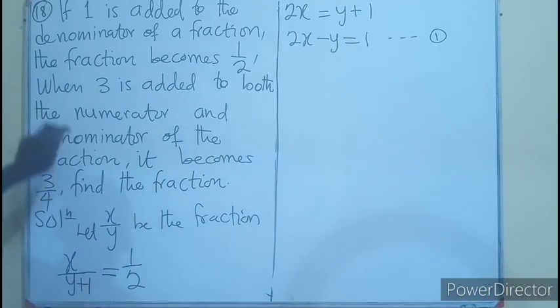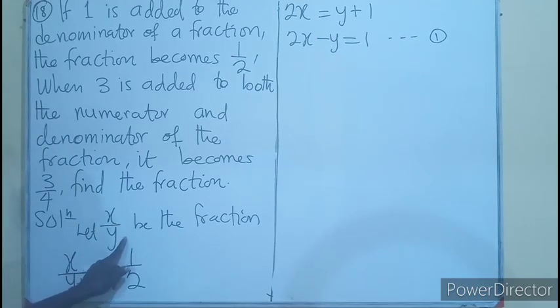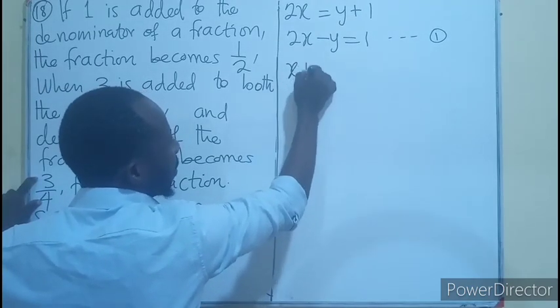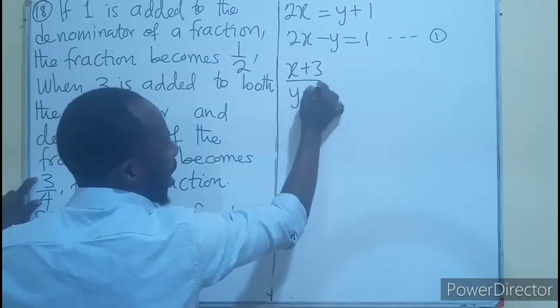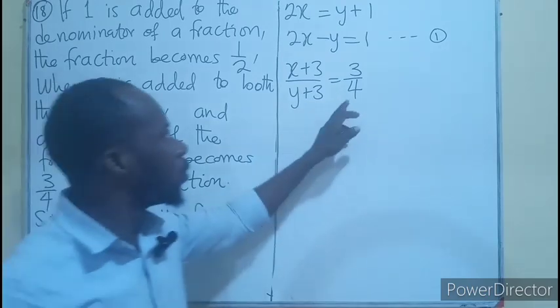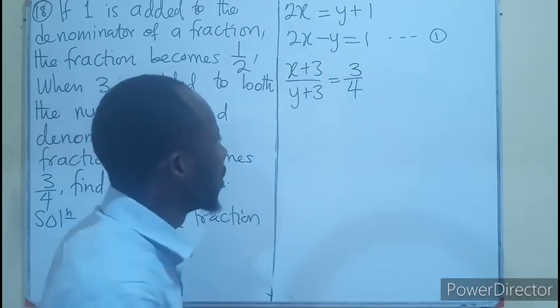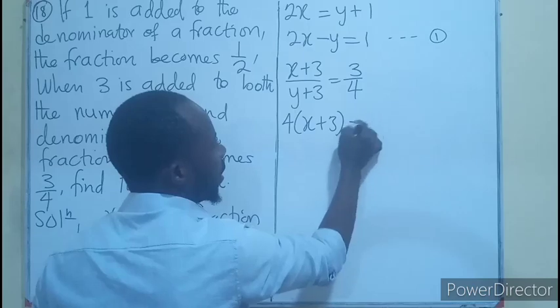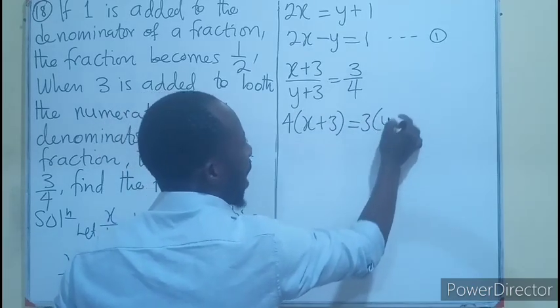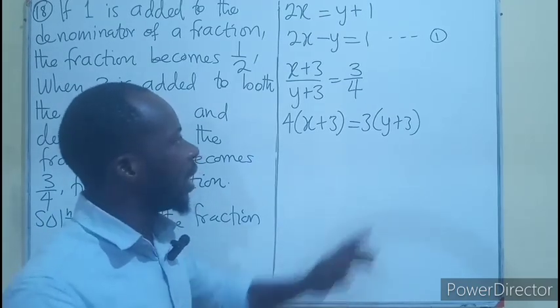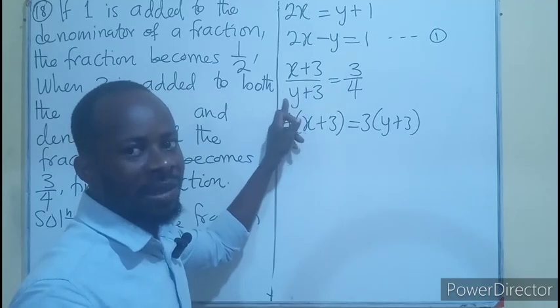Equation 1. Then for the second part, when 3 is added to both the numerator and the denominator, our fraction becomes 3/4, meaning x plus 3 over y plus 3 equals 3/4, which can also be expanded by cross multiplication. 4 multiplying this gives us 4 into bracket x plus 3 equals 3 into bracket y plus 3.